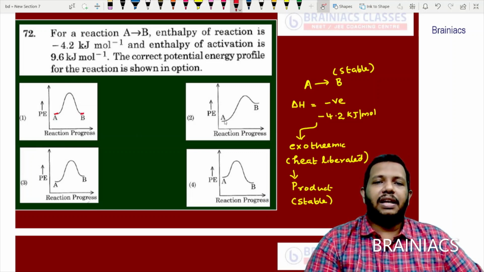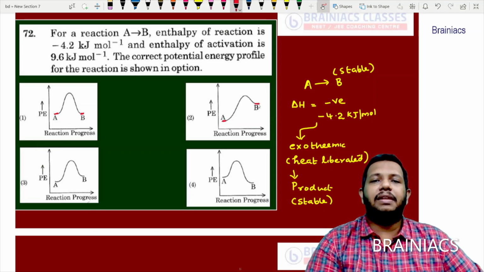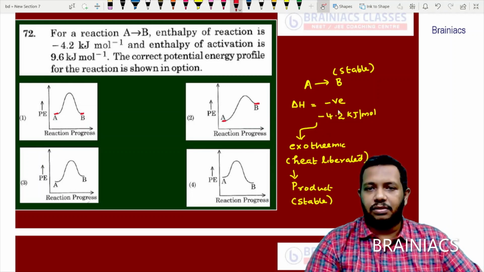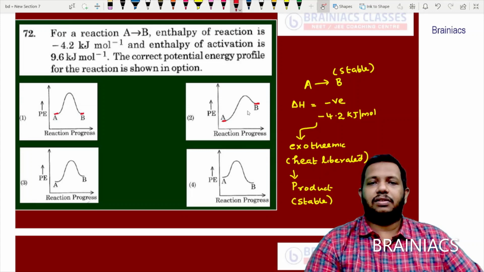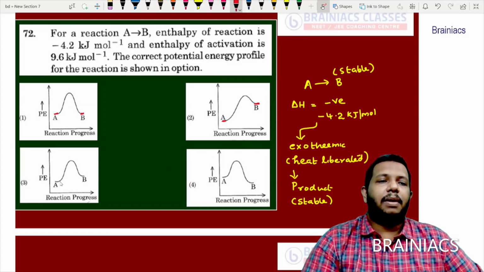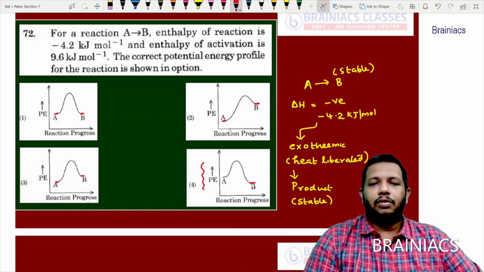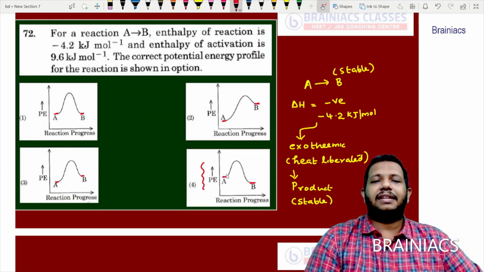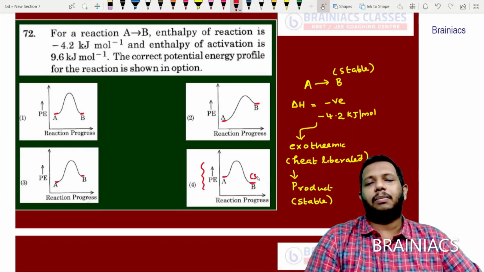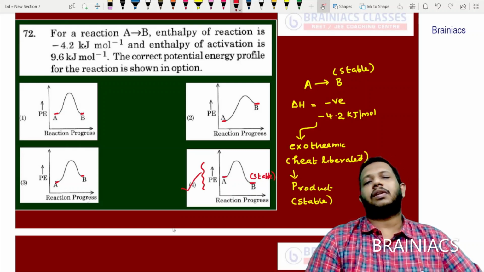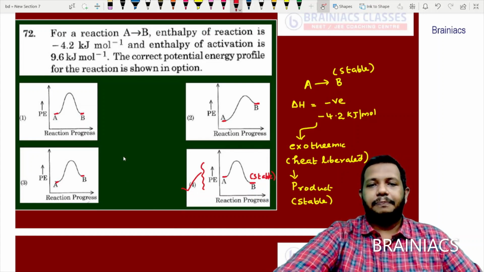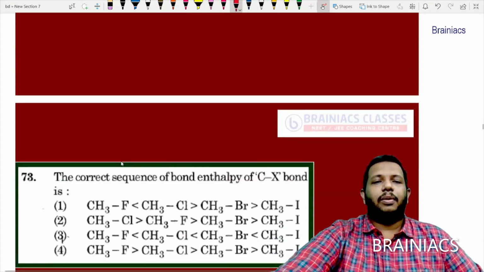Option 2, A is having lower energy and B is having higher energy. But we know that it is exothermic and liberating heat or energy, so B should have lower energy. In option 3 also, B has higher energy. Only option 4 says that B has a lower energy, because this is potential energy on the left side. So this is less for B, and A has higher energy. So it is forming a more stable product. So option 4 is the correct answer. Clear? So let's go to the next question.